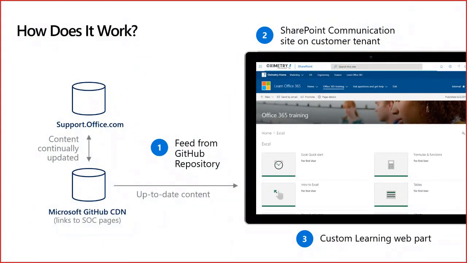So how it really works, just a little bit of a quick understanding of this, is that we look at support.office.com. We may eventually push this out to other places like docs.microsoft.com. And then we pull that basically into a repository where we store all the links to these particular playlists, assets, and pages. And then basically we feed that into this web part that's a part of the solution.